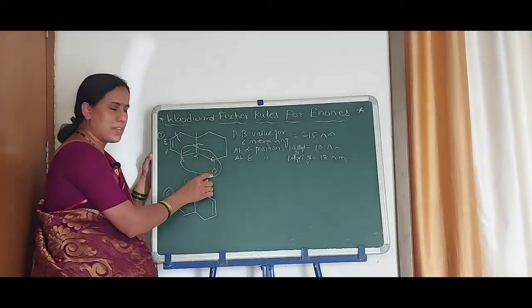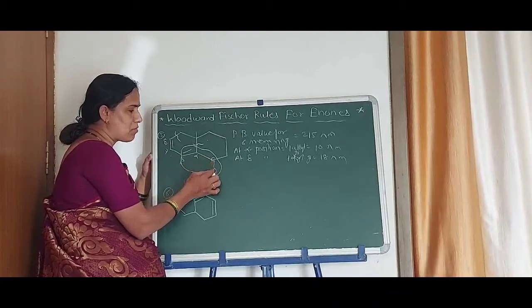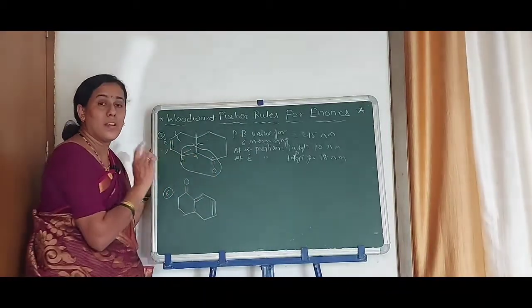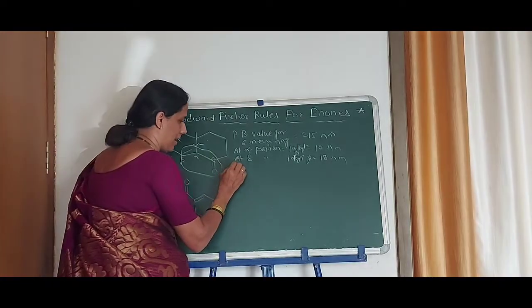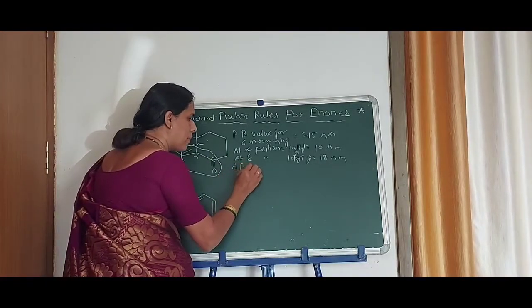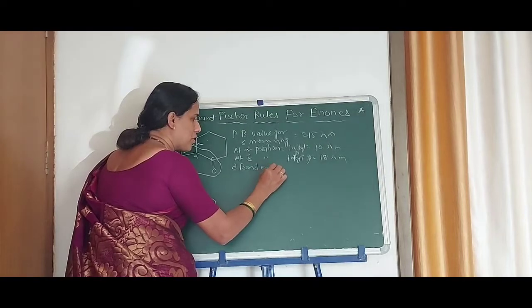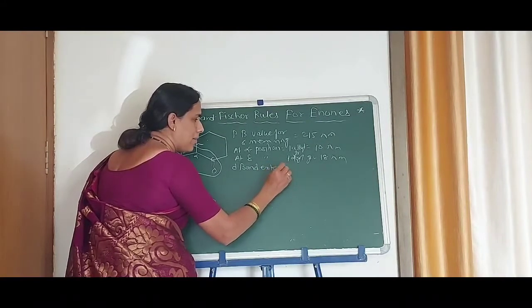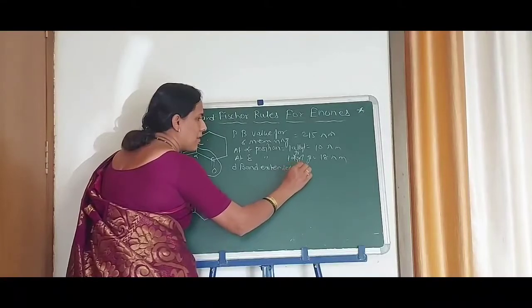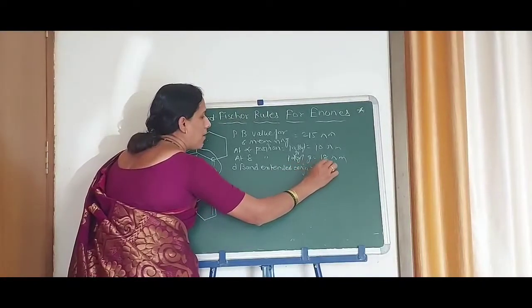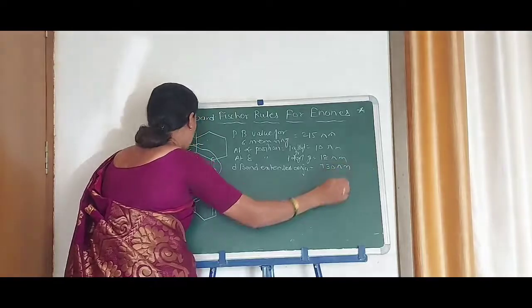Okay, now you have to consider the enone up to this system. Already we have discussed that C double bond C is in conjugation with C double bond. Here also one double bond exists, that is double bond extended conjugation. Therefore, you have to add plus 30 nanometer.